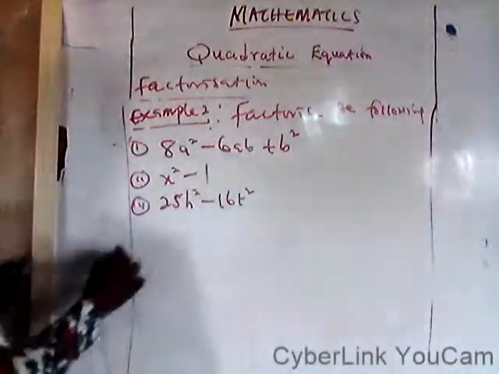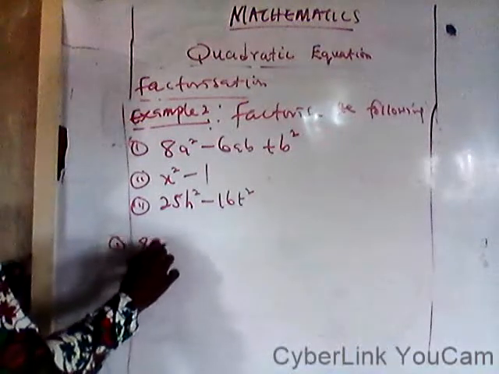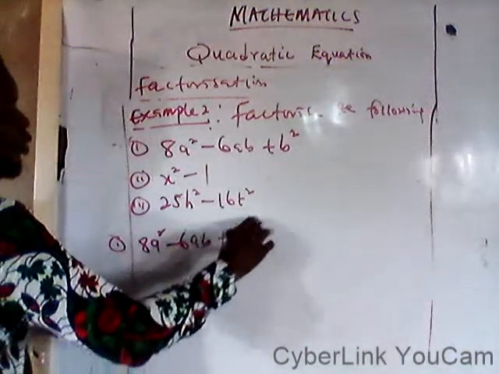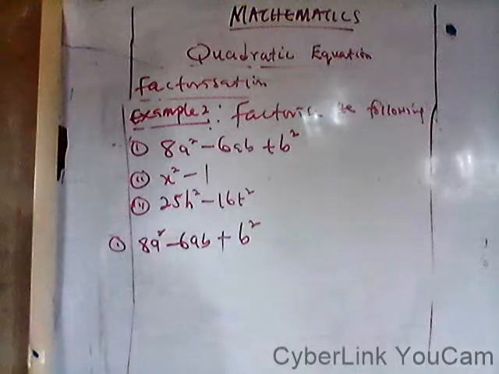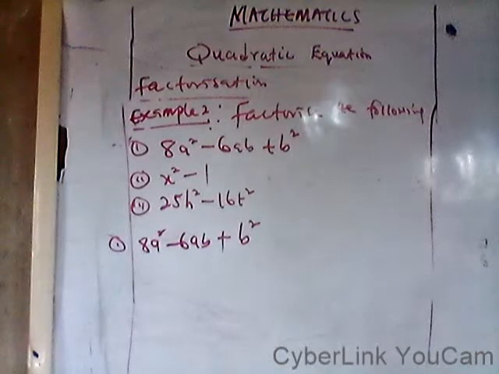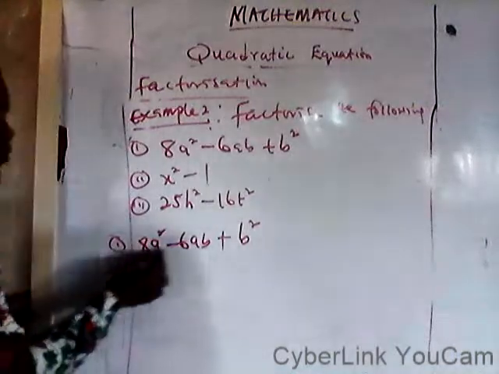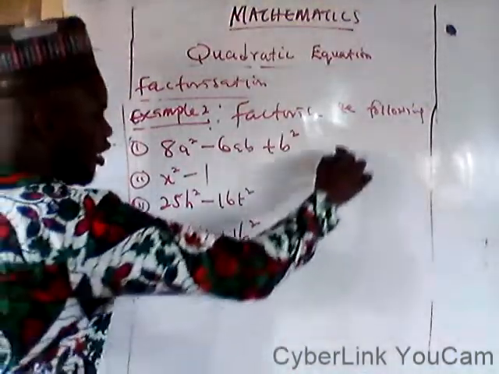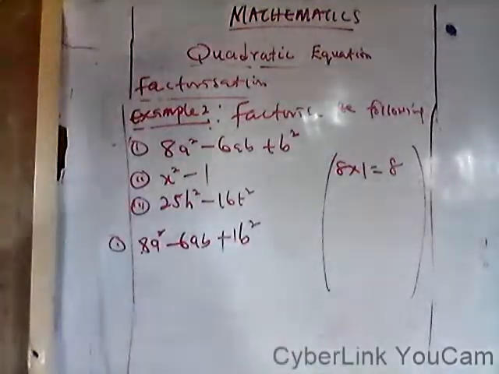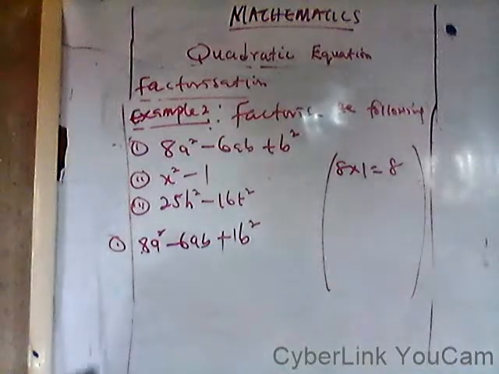The first one here, you have your 8a squared minus 6ab plus b squared. Now, what is the factor here? What factor are you going to consider here? You are going to first say 8 multiplied by 1 that you have here. 8 times 1, that is 8. Then you ask yourself, what are the factors of 8 that when you add them together, you are going to get minus 6?